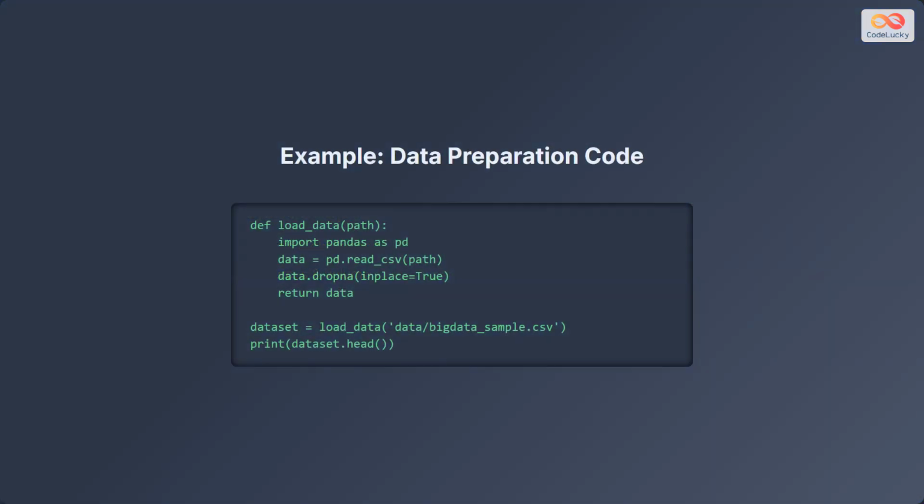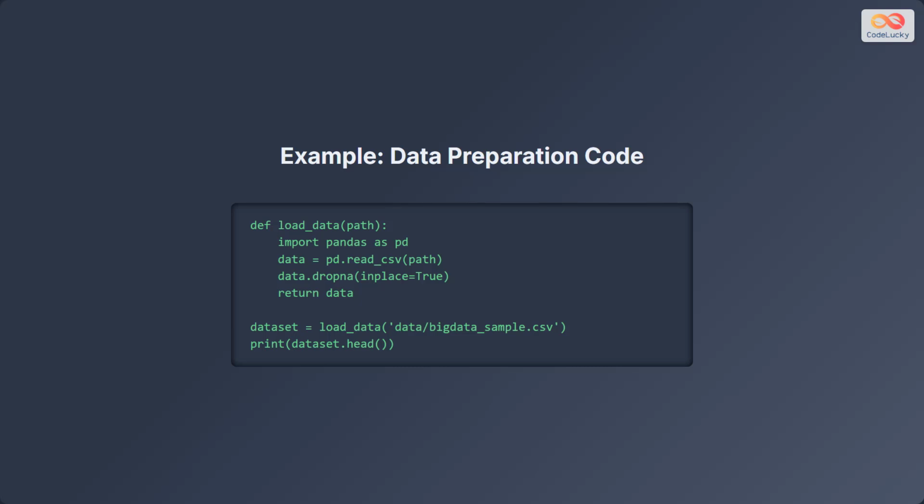Here's an example of data preparation code. This Python code snippet uses the pandas library to load data from a CSV file, handles missing values by dropping rows with any missing data, and then displays the first few rows of the processed dataset.